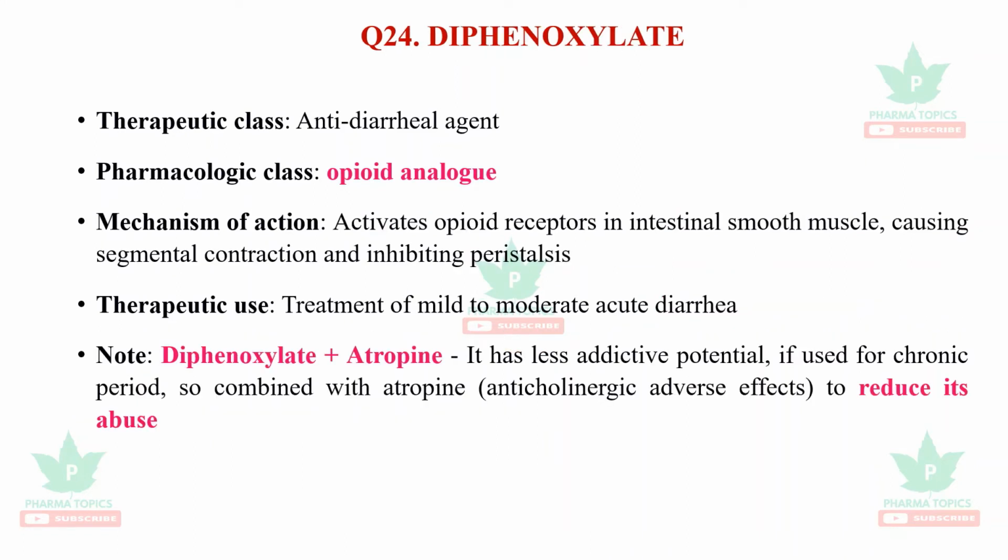The next question is 24. Question number 24, a short note on diphenoxylate. It's an anti-diarrheal agent. It is also an opioid analog. It activates opioid receptors in the intestinal smooth muscle, causing segmental contraction and inhibiting peristalsis. It's used in treatment of mild to moderate acute diarrhea. It is important to note that it comes with atropine. Atropine is added to reduce the addictive potential if used for a chronic period. Atropine can cause anticholinergic adverse effects which can reduce its abuse because it is an opioid.